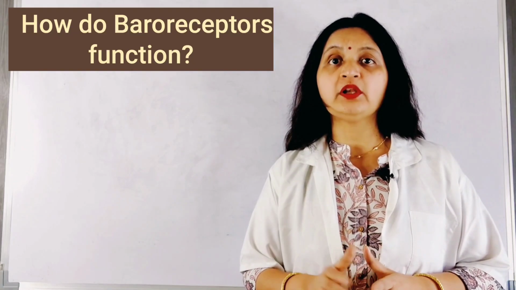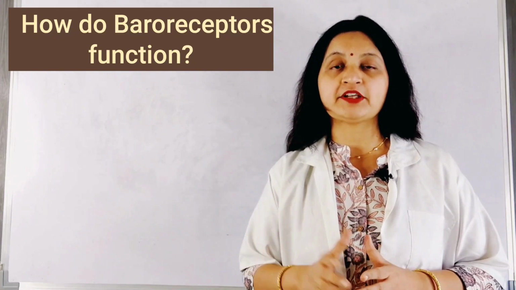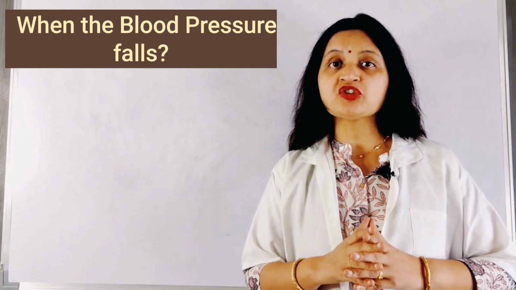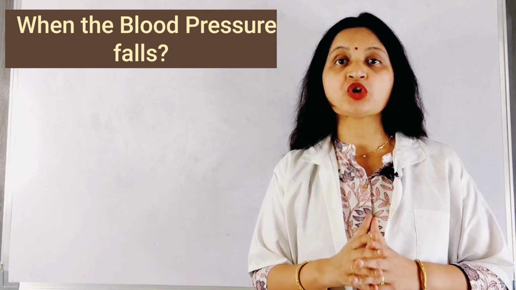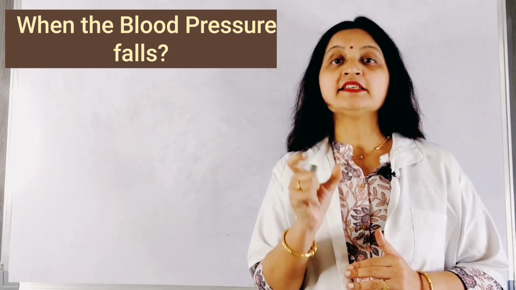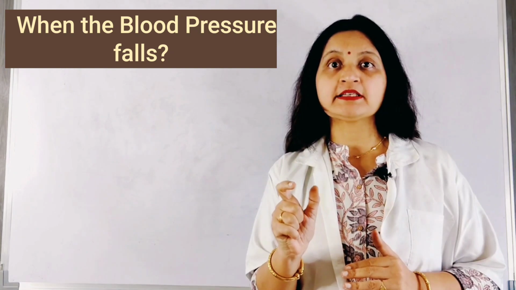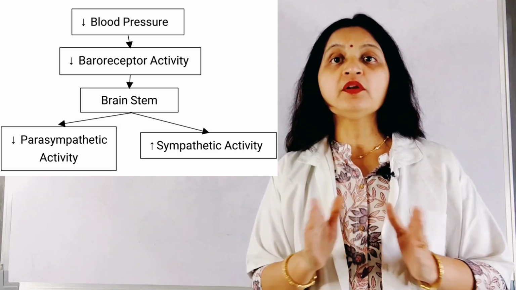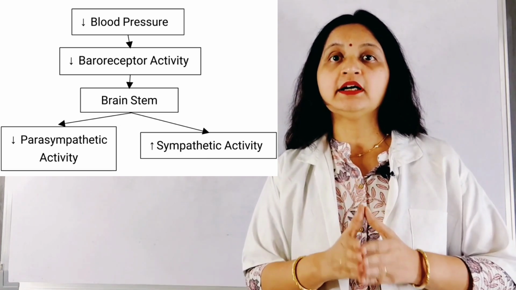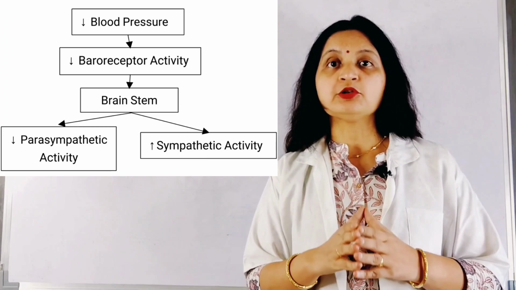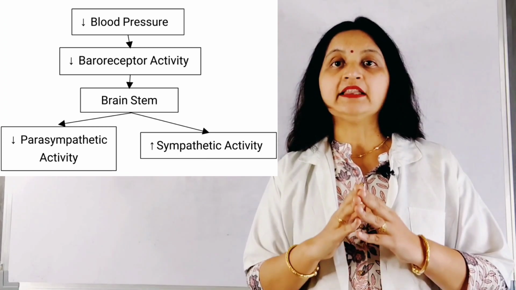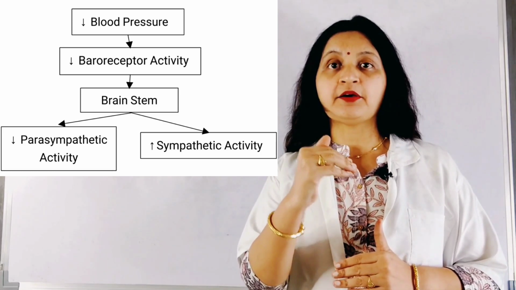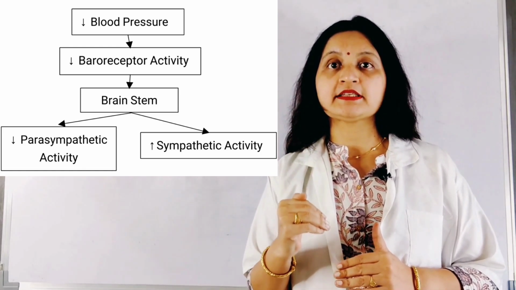So how do the baroreceptors function? Baroreceptors play an important role in the short-term regulation of blood pressure. They respond to changes in blood pressure. For example, in postural hypotension or hypovolemic shock, when the blood pressure falls, there is decreased stretch of the baroreceptors. So this decreases the firing rate from the baroreceptors. The neural impulses are sent to the vasomotor center that is located in the brain stem, and the vasomotor center stimulation can activate the sympathetic system and inhibit the parasympathetic system.